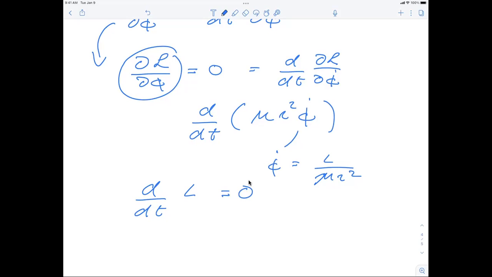And if you have only a dependence on the distance between two objects, or the relative distance, then this leads to angular momentum conservation for at least a two-particle problem or a many-particle problem. So when you see something like that, you don't need to run any calculations. You just know that this has to be the case.